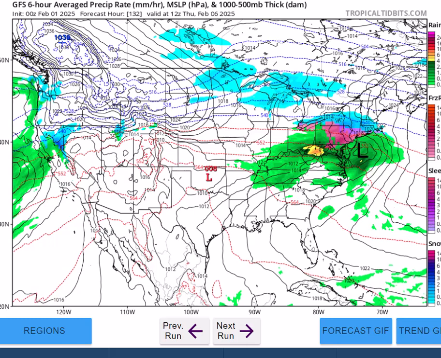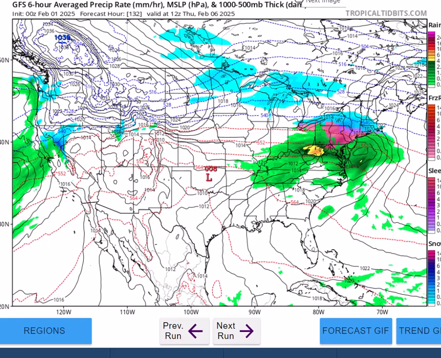So again, the possibility certainly exists for an icy situation in at least parts of the Mid-Atlantic region, let's say late Wednesday night into the day on Thursday, and farther to the north, New England, New York State, certainly accumulating snow is on the table for that same time frame. So this is the first threat of some frozen precipitation.